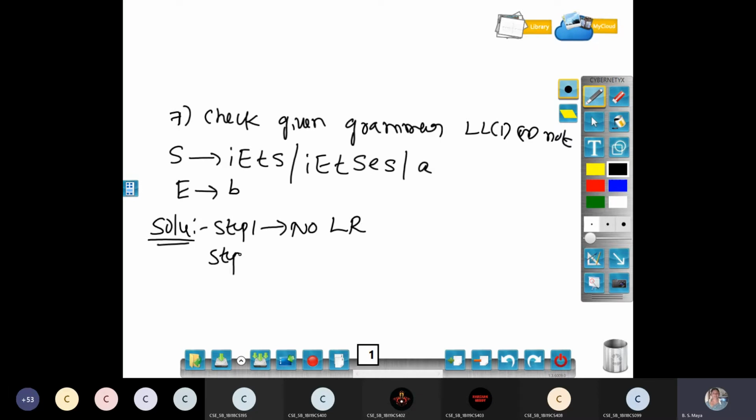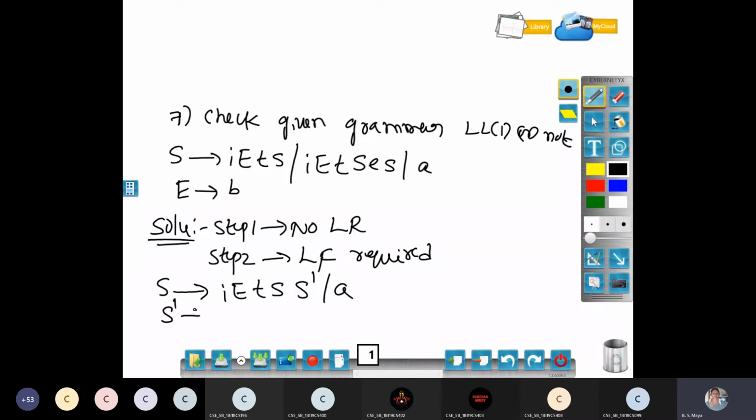Let's move on to step number 2. Check whether the given grammar needs left factoring. Left factoring is required. To remove the left factoring for the given grammar, S derives iEtS S dash, where the common part is alpha, S dash is the rest, and beta is a. What is S dash? S dash is epsilon or eS. Then E derives b, which you write as it is.